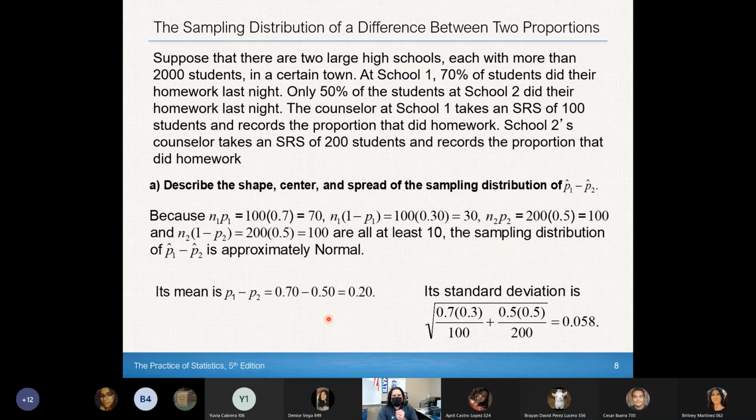Okay, so we have now described the shape, center, and spread of the sampling distribution. All right. So that's how we do sampling distribution for the difference between two proportions. Next, we're going to look at the confidence interval for the difference between two proportions. Does anyone need a moment to write anything down from this screen before we move on?